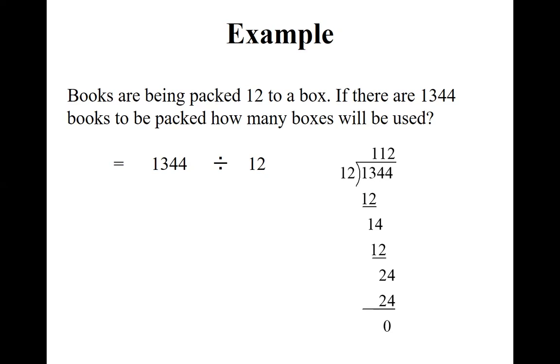We set up 1,344 divided by 12. 12 goes into 13 once. 1 times 12 is 12. 13 minus 12 is 1. Bring down the 4. 12 goes into 14 once. 1 times 12 is 12. 14 minus 12 is 2. Bring down the last 4. 12 goes into 24 twice. 2 times 12 is 24. 24 minus 24 is 0. So 112 boxes will be used. Not 12, 112.